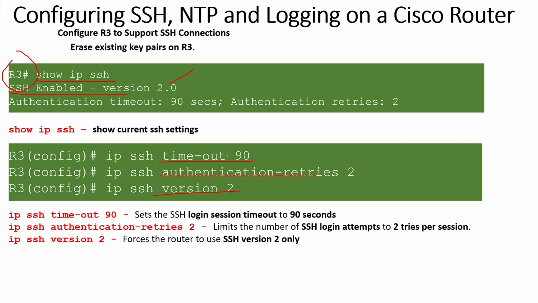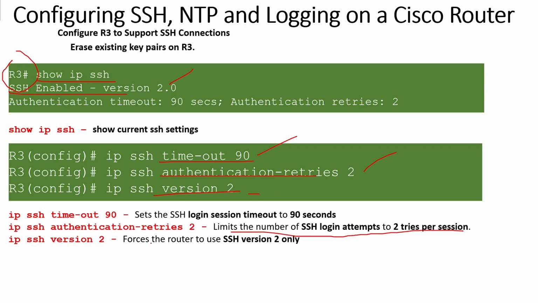If you want to change some settings like timeout, authentication retries, and version, you just do these commands. First, ip ssh time-out 90. This sets the SSH login session timeout to 90 seconds. If after 90 seconds you are still not connected, let's say you forget to type in your password, you will be disconnected from the current SSH login session. Next command is ip ssh authentication-retries 2. This limits the number of SSH login attempts to 2 tries per session.